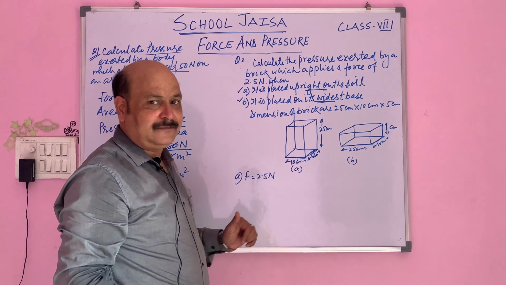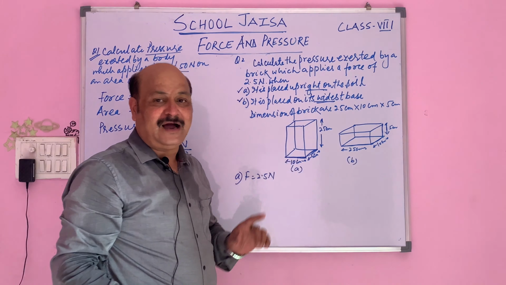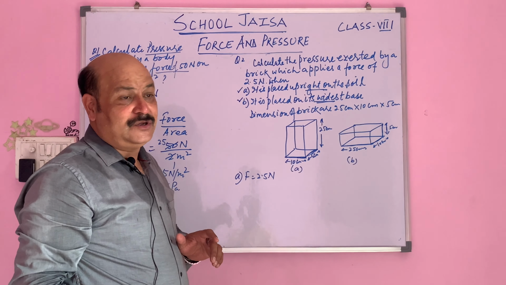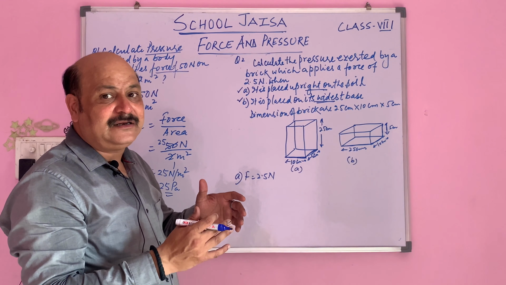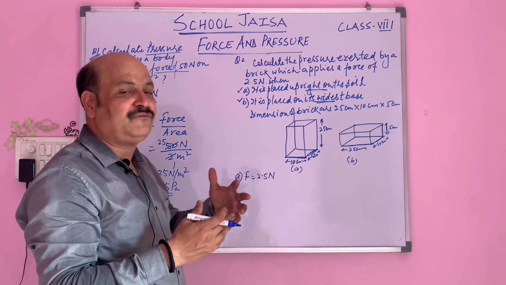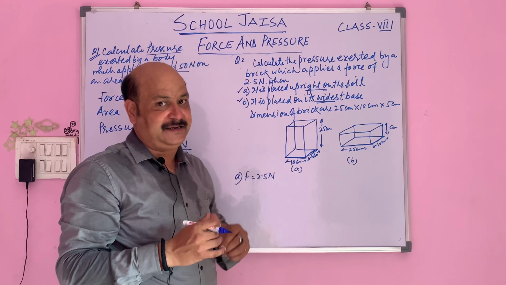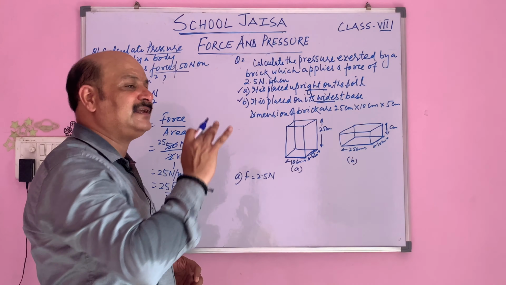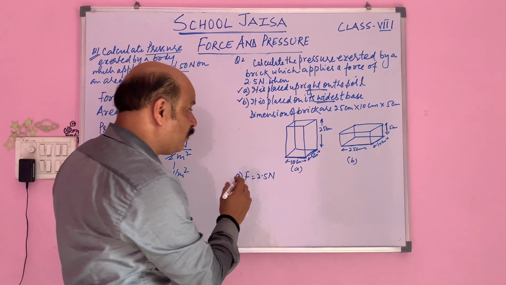Second important thing, here the length and breadth are not given in meter, they are given in centimeter. So when they are given in centimeter, then definitely we have to first convert them into meter. And when we convert them into meter, then we will find the area in meter square. So how are we going to do it?